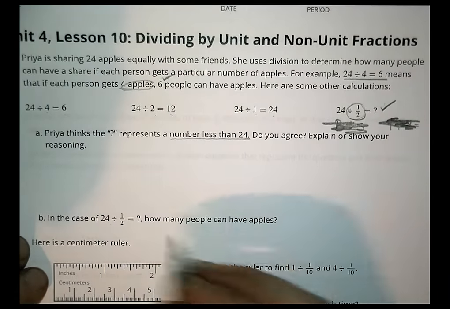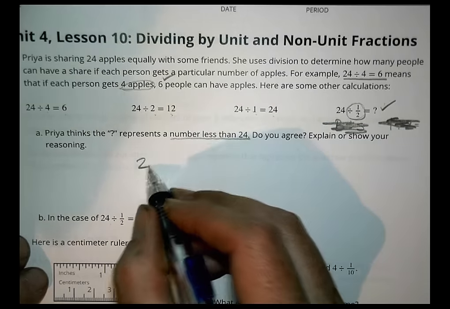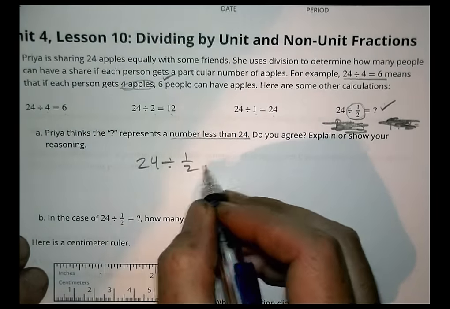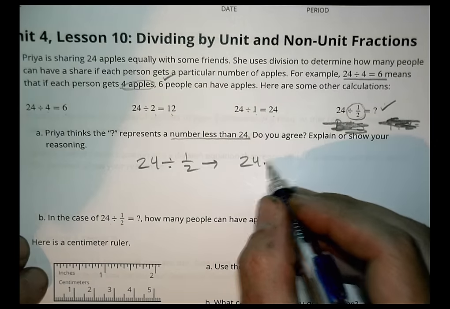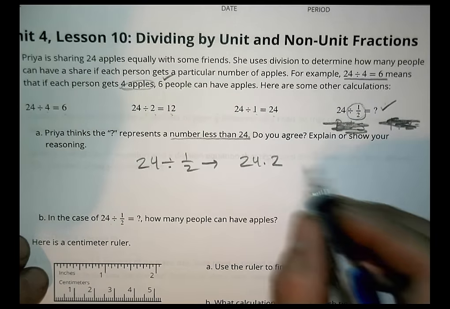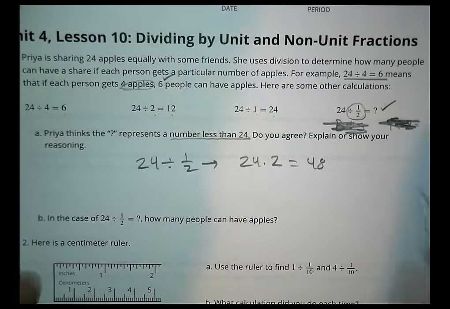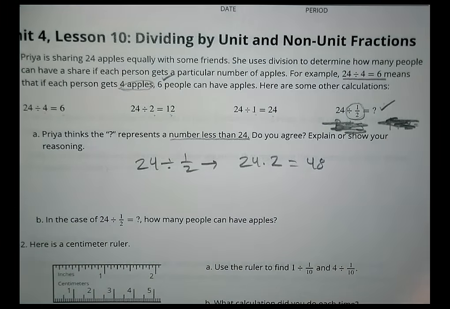In the case of 24 divided by a half, how many people can have it? Well, 24 divided by a half is the same as 24 times the reciprocal of a half, which is 2, which equals 48. So 48 people could share 24 apples evenly if they each only had half of an apple.